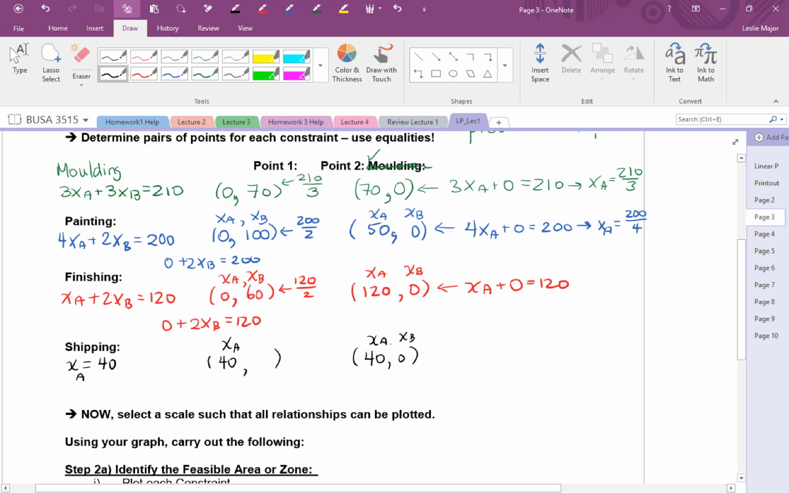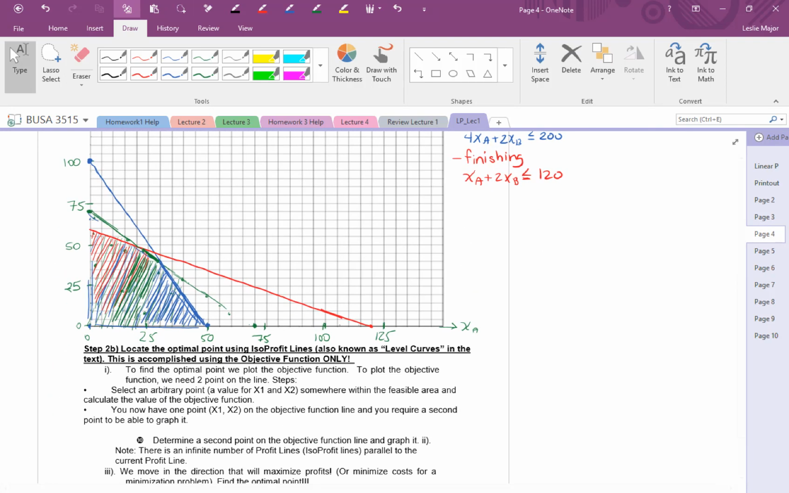So to plot the line, you can literally just plot 2 points on the line. You can let X be whatever you want. Let's say it's 100. XA is 40. When XB is 0, XA is 40. When XB is anything, XA is always 40 for this straight line. Okay, so let's look at that for the graph.